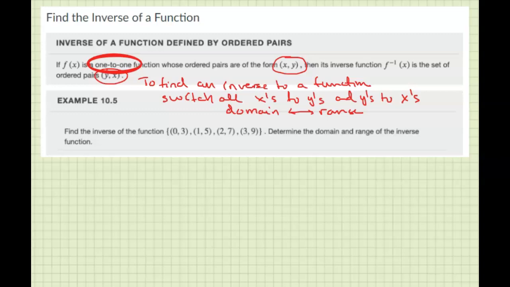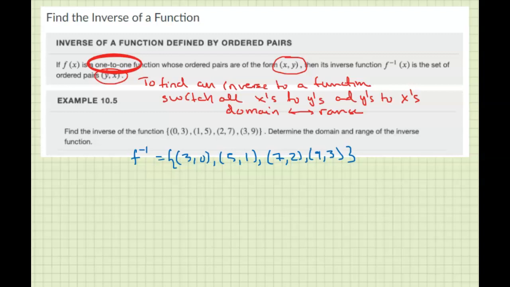Okay, so in this example here, find the inverse, determine the domain and range of the inverse function. So first of all, you can see it's one-to-one because you have no repeated y values, so you can find the inverse. And the inverse is going to be (3, 0), (5, 1), (7, 2), and (9, 3). Okay, so all the points are switched around. X's become y's and y's become x's.